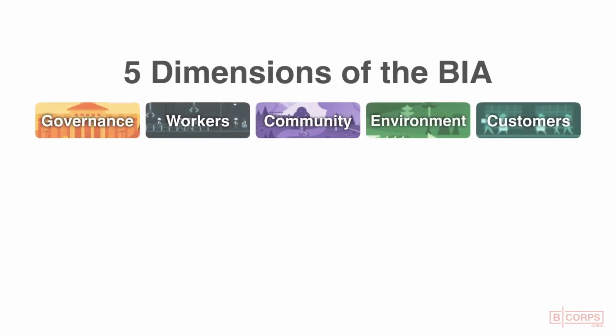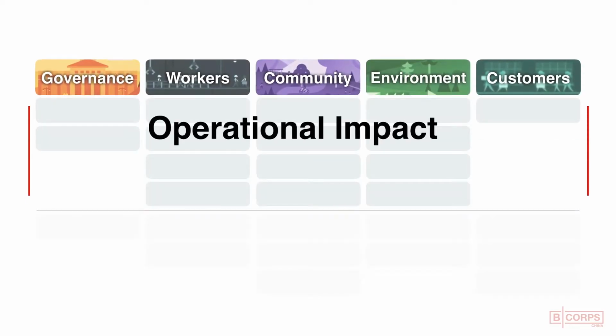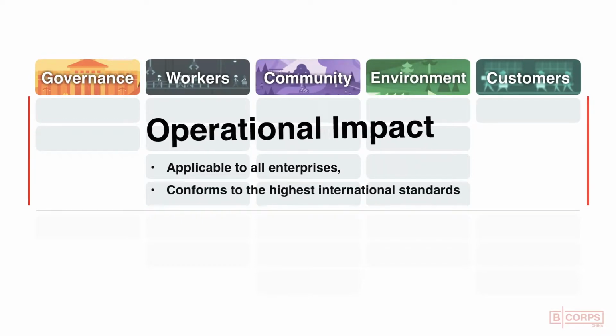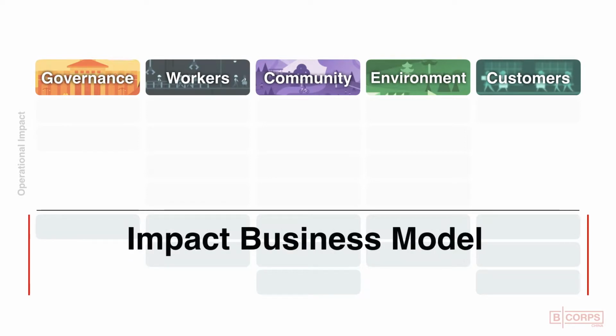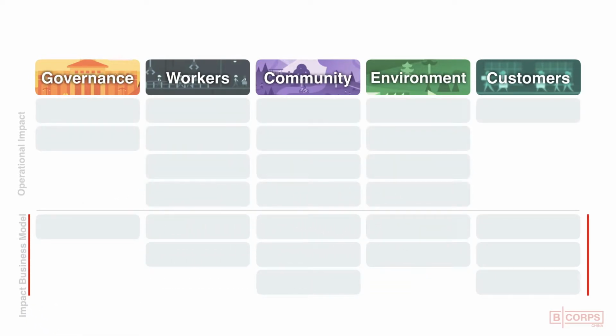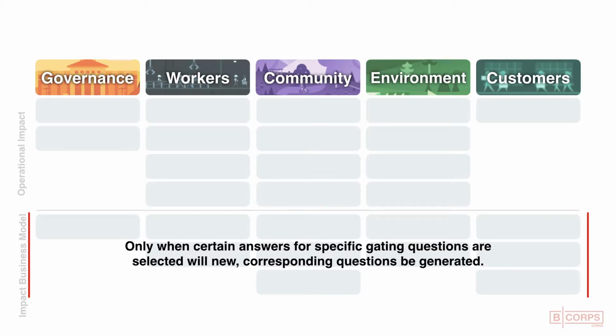BIA measures 5 dimensions. The first half assesses operational impact. This refers to the impact that a company produces or is involved with in its daily work. It is applicable to all enterprises and conforms to the highest international standards. The second half assesses a company's impact business model, mainly focusing on the social and environmental solutions provided through a company's products or services. This is unique to the BIA. Note that not all companies will need to answer questions about impact business models. Only when certain answers for specific gating questions are selected will new corresponding questions be generated.